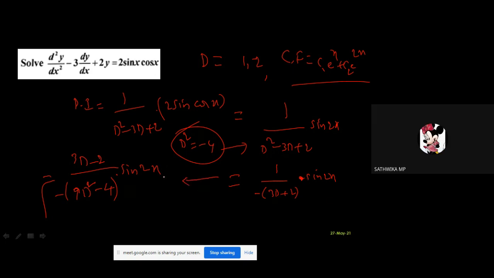Sir, no, sir. Yeah, here you see in the denominator d is there. To continue this problem, because of sin 2x, I should have d square term. How can I get d square term? We have to go for rationalization. For this rationalization, the term is 3d minus 2. Both numerator and denominator you multiply with 3d minus 2.